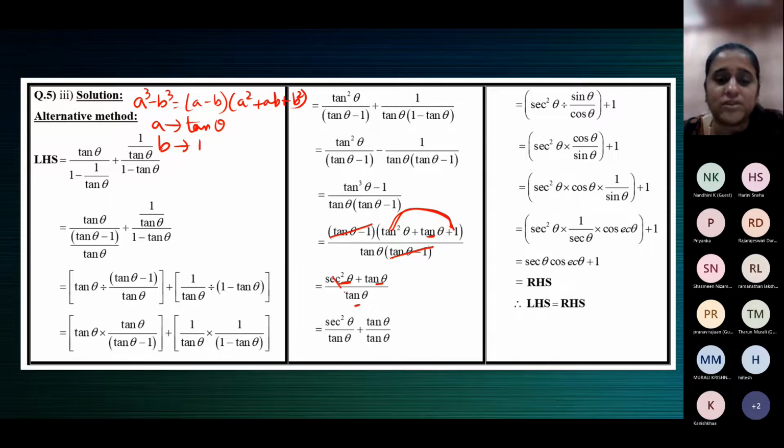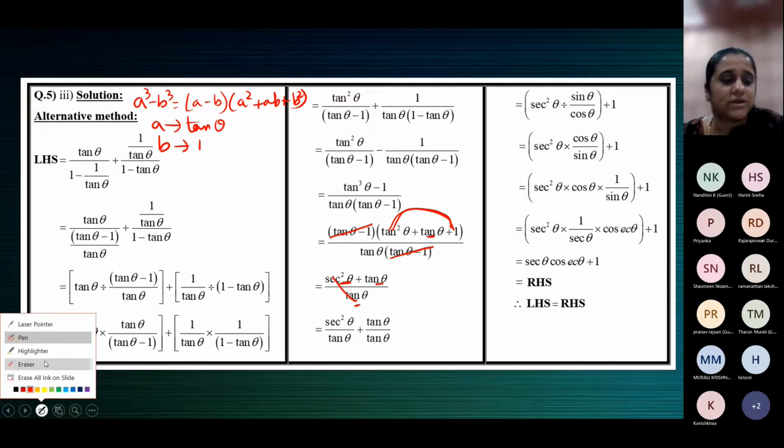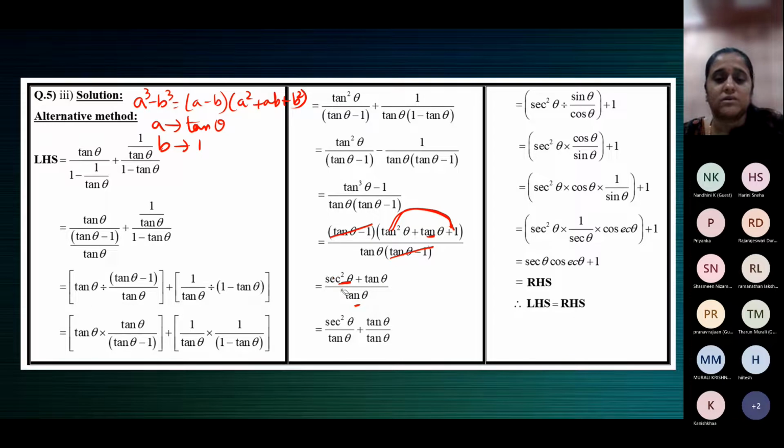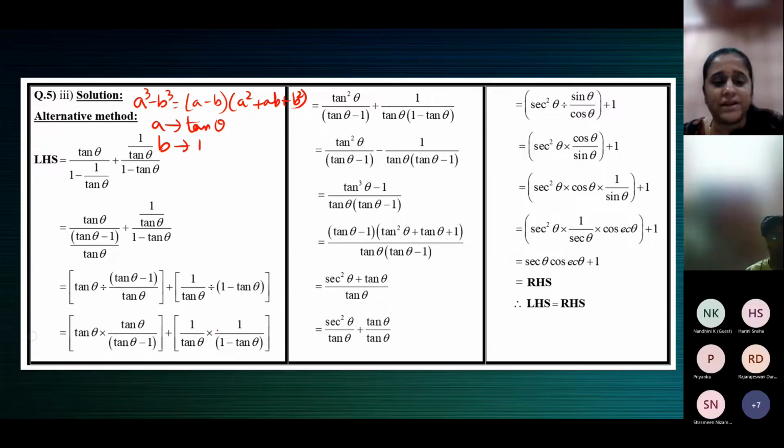Next, secant square theta by tan theta, plus tan theta by tan theta. You understand that? Next step. Okay. Secant square theta by tan theta plus tan theta by tan theta. So tan theta by tan theta is 1. Secant square theta by tan theta.